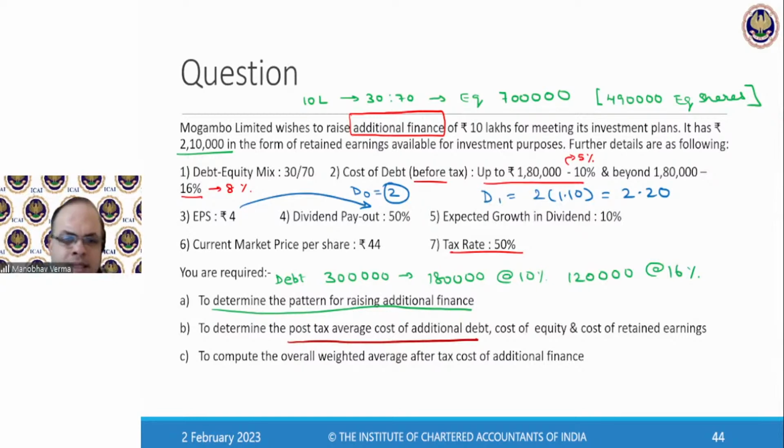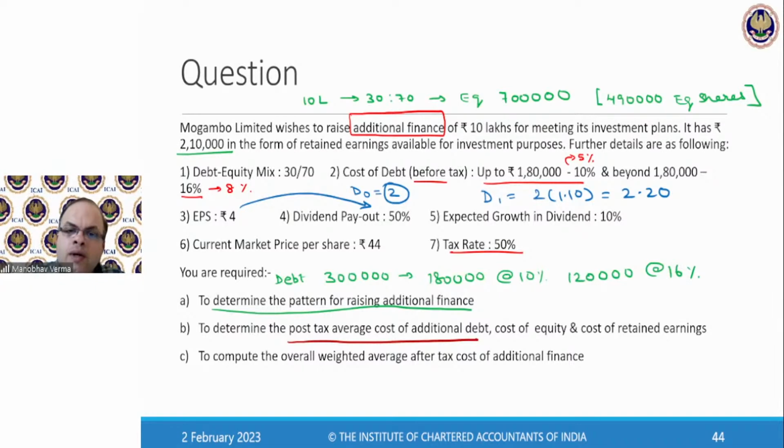Honey, point A is the same as what we did earlier: since you need 10 lakhs of investment and your debt equity ratio is 3:7, you would be needing 3 lakhs of debt and 7 lakhs of equity. And you have 2,10,000 of retained earnings already available. So 4,90,000 is what you will be using as share capital. I'm just repeating it because Honey was asking about it.